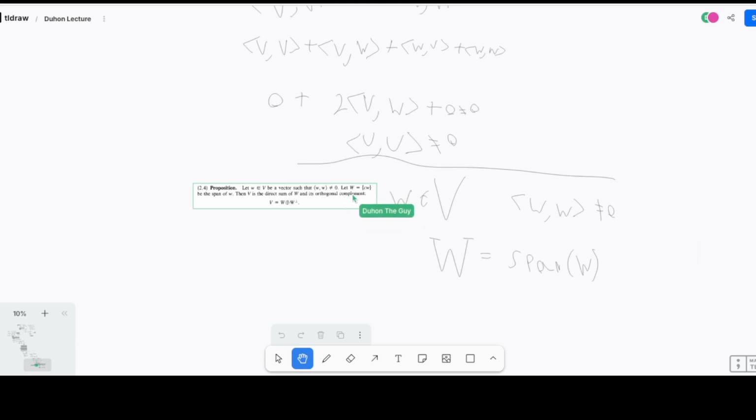So what we're trying to say is that, usually, if you take 2 dimensions, right? This is the xy plane.